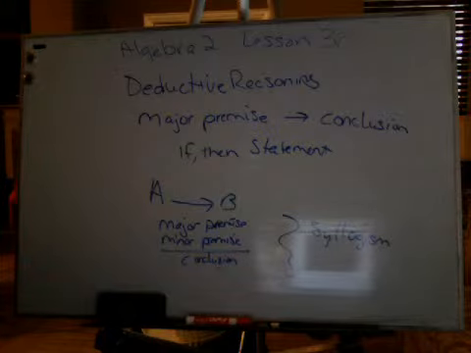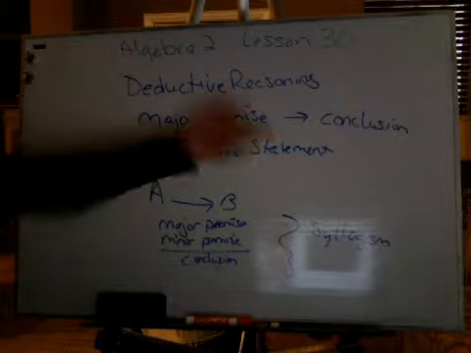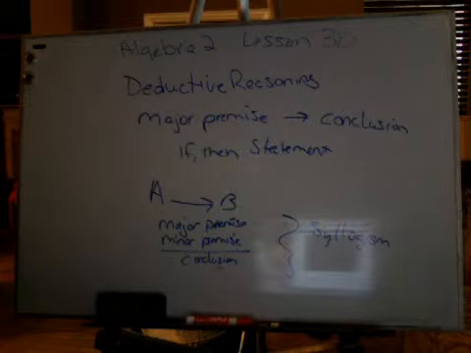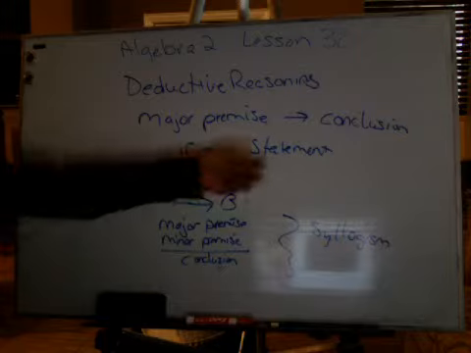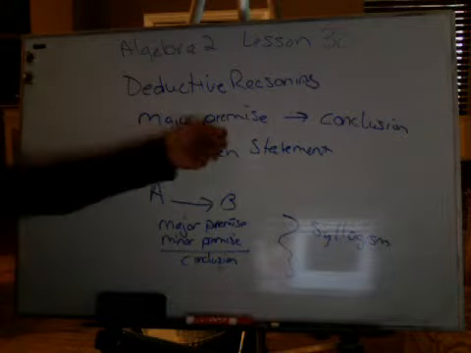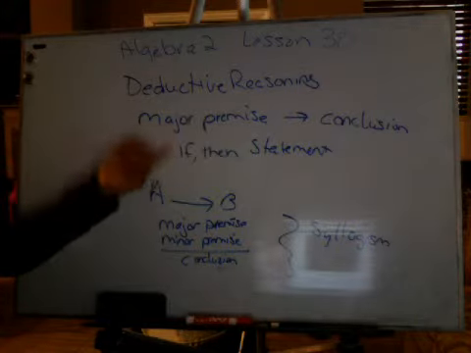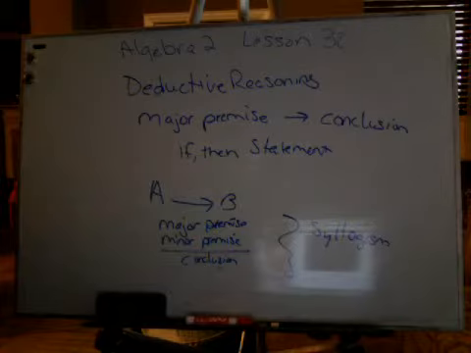Basically, deductive reasoning is a term that we apply to a process of reasoning from a non-reversible statement called the major premise to a result that we call a conclusion. So the major premise is always an if-then statement. So we go from a major premise to a conclusion, and the major premise is an if-then statement.